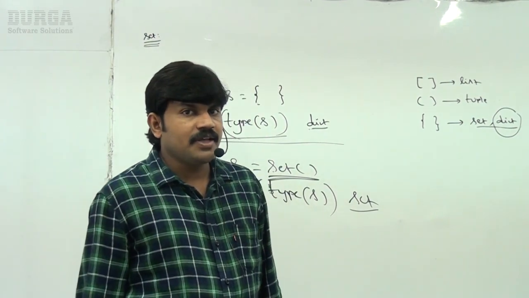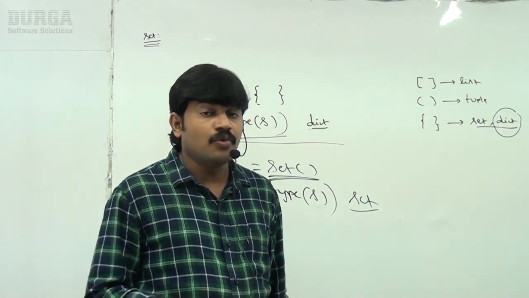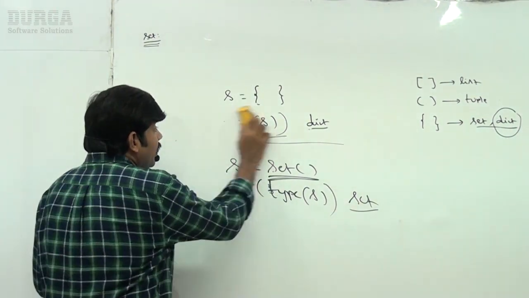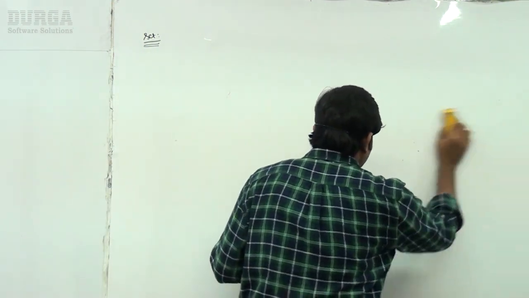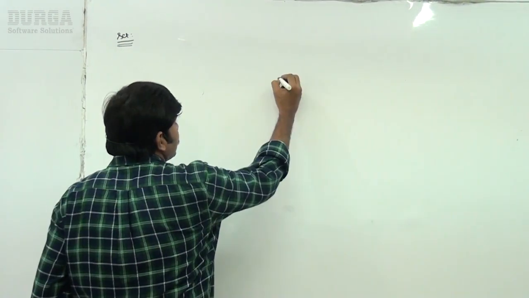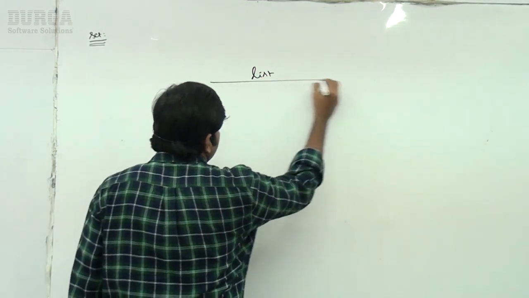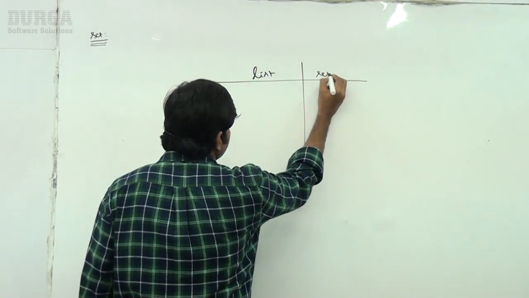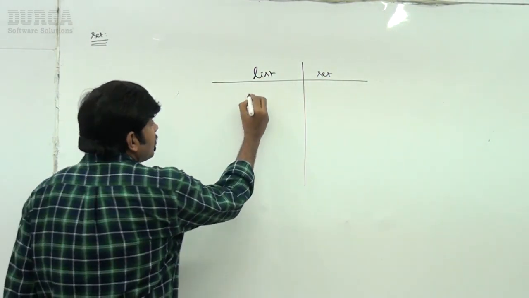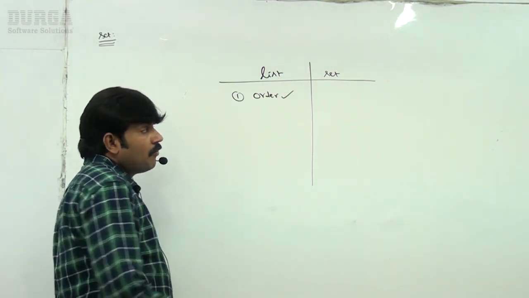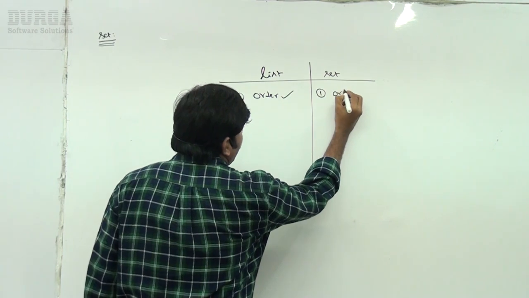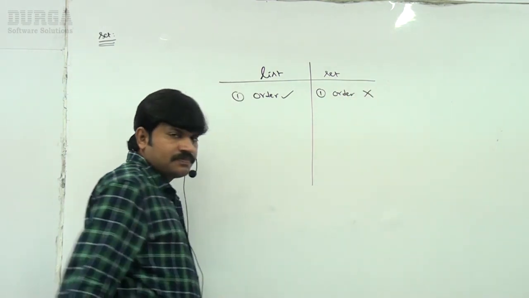Next, the last very important point about the set, sir. What is the difference between list and set? Most commonly used interview question for the interview room, sir. What is the difference between list and set? Observe carefully. Sir, list: order is important. Order will be preserved, sir. Okay, but for the set, order is not applicable.